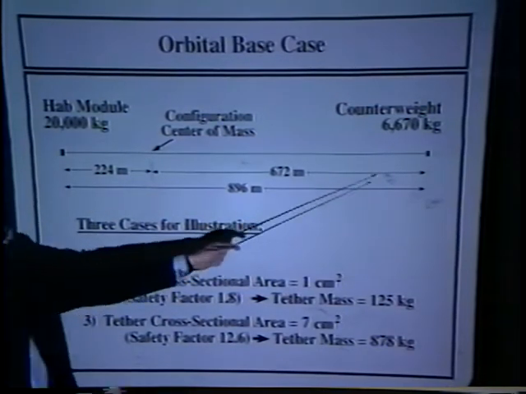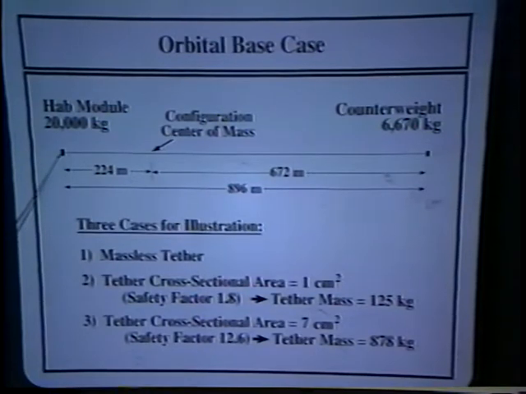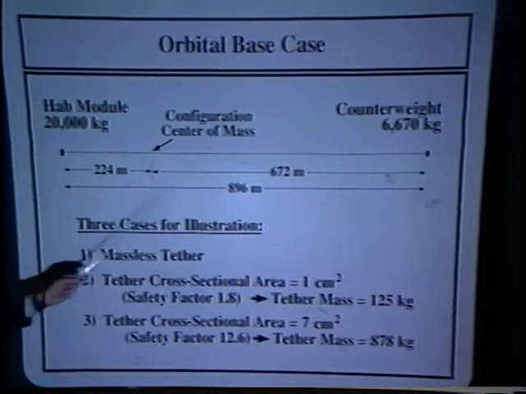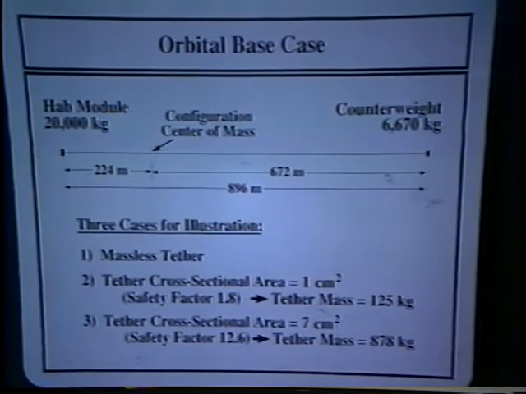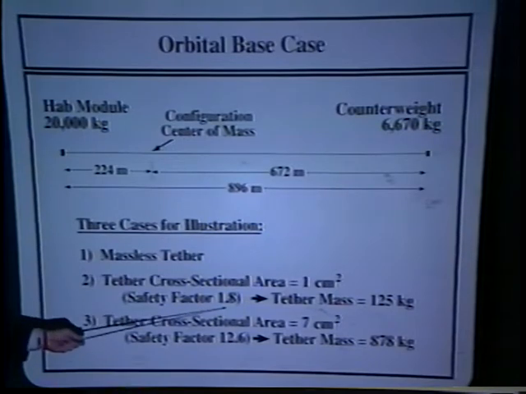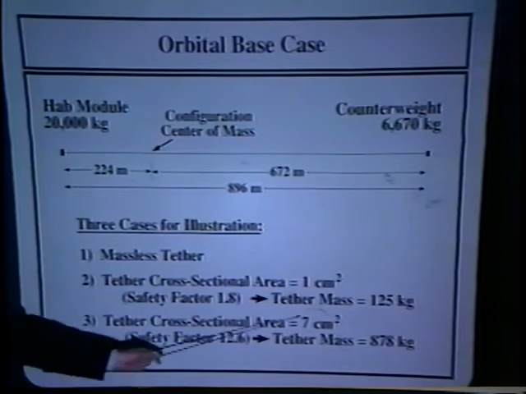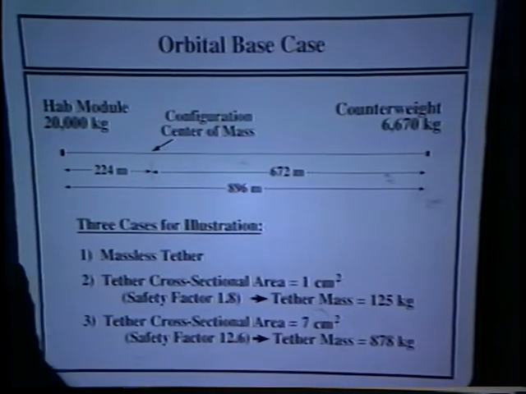This is drawn to scale, so you can see the relationship of the size of a typical space station HAB module to the overall length of the tether, which would be 896 meters, or about half the length of the Golden Gate Bridge. I will show results for 3 different cases. The first case is the case of a massless tether. Next is a tether that has some mass and it has a cross-sectional area of 1 square centimeter. That leads to a safety factor for the tether structure withstanding the forces exerted on it of 1.8, and a tether mass, assuming Kevlar is used, of 125 kilograms.